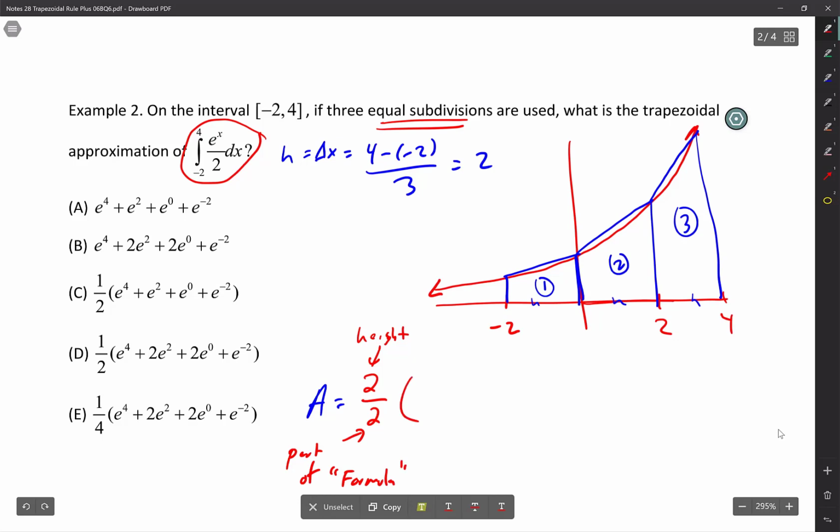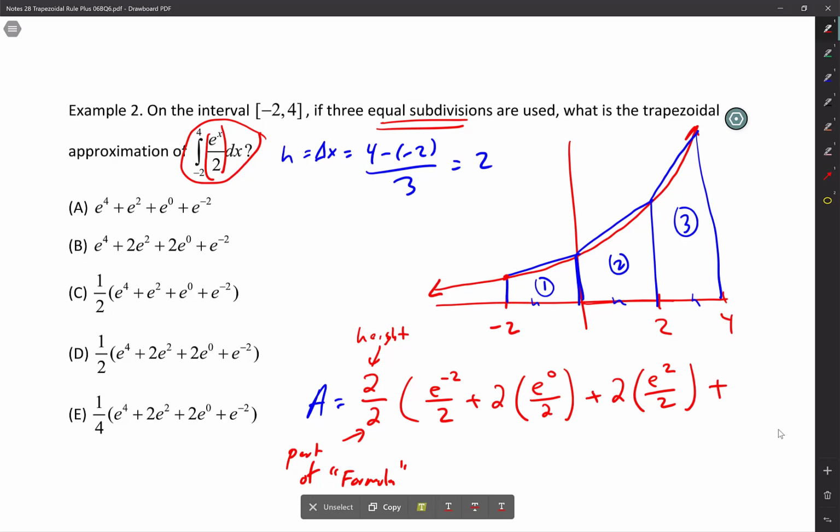And then my first y value, you do not put a 2 on it. That's going to be e to the -2 over 2. That's because the y value is determined by your function, guys. Plus 2 times e to the 0 over 2, plus 2 times e to the 2 over 2, plus, and then my last point, you do not put a 2 in the front, e to the 4 over 2.